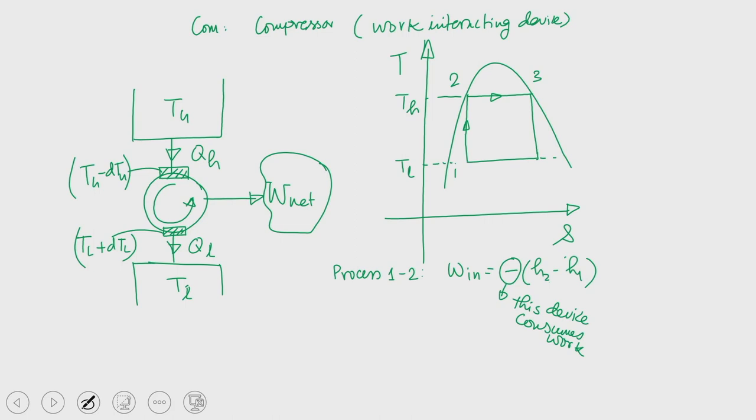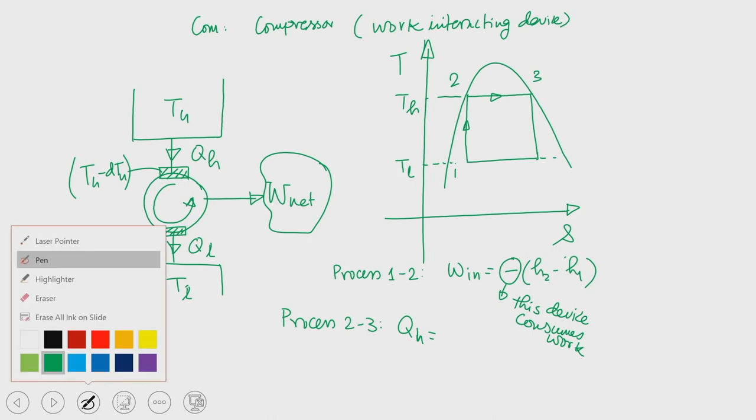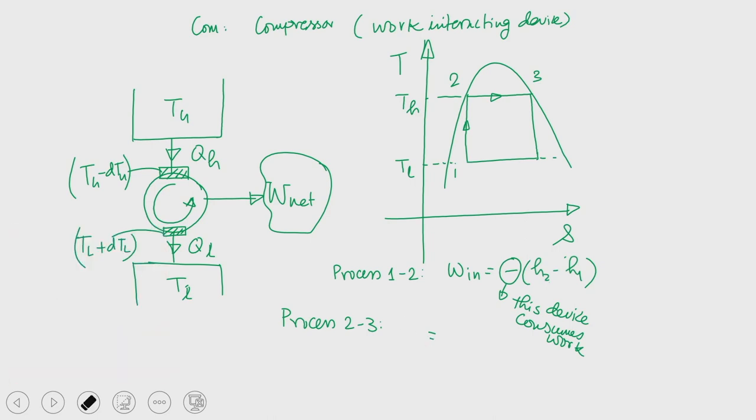So, process 2 to 3, that is Q in, that is Q H. We can write in the specific form again. So, I am not writing per unit mass flow rate if we try to write. So, this is Q H, that is H 3 minus H 2, right. So, this is H 3 minus H 2, right. So, this is heat addition to the system.